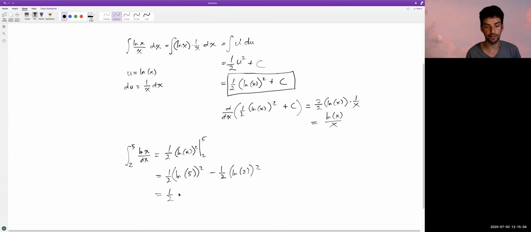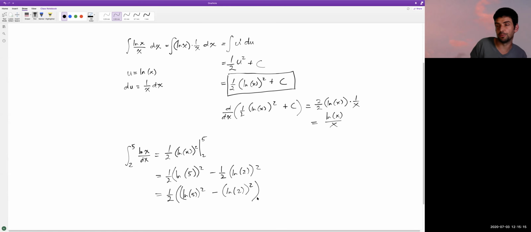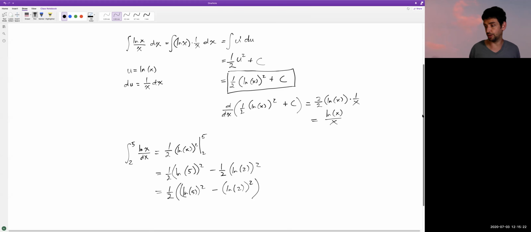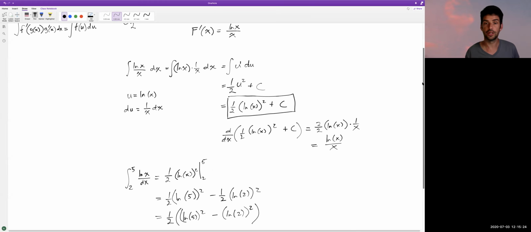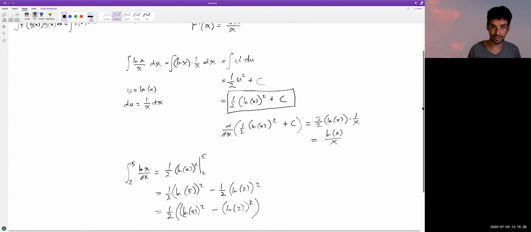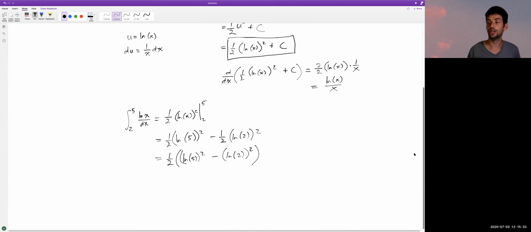Or maybe I'll write it as 1/2 times the natural log of 5 squared minus the natural log of 2 squared. Okay, and that's good enough. Those are numbers, those we would compute with a calculator if we wanted to get the final answer there. So this is one way to do it. You have a definite integral, use substitution to get the antiderivative, then use that antiderivative and the fundamental theorem of calculus to compute the integral.